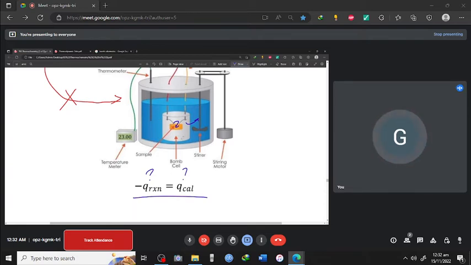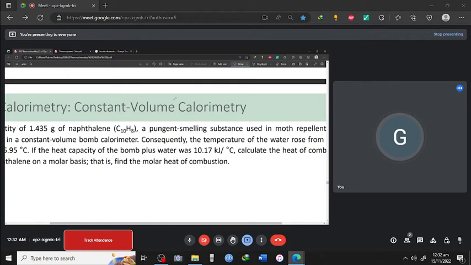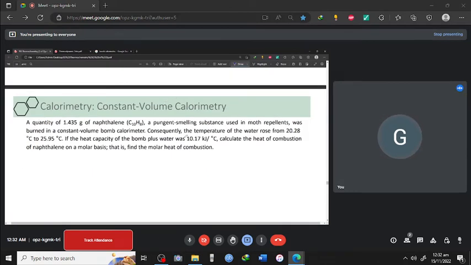Okay, so let's try to apply whatever we've learned from this constant volume calorimeter or bomb calorimeter to the following problems na sasagutan natin. Okay? So, one moment lang. Okay. So, basahin nyo muna yung tanong, no?